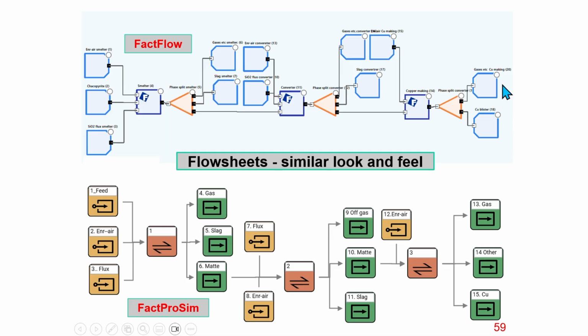Here, for example, we see two output streams. One of them is, in the case of FactFlow, gases and others. And this is the copper blister. Down here, this is the copper blister, but we separated the gases from the others. So it's the same simulation. It's a great pleasure working with both. Fun to work with both.